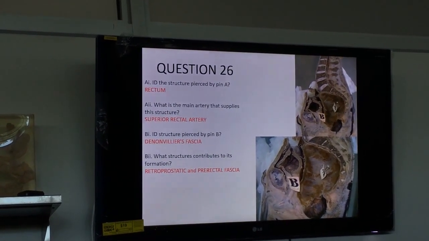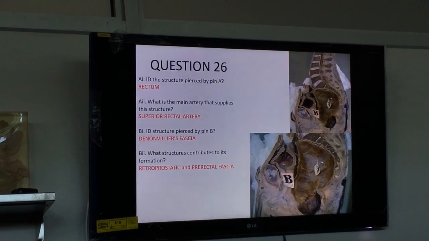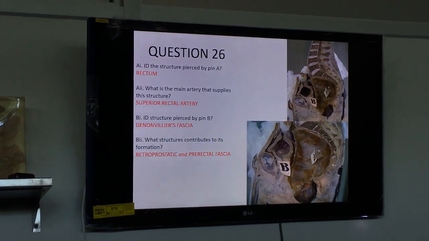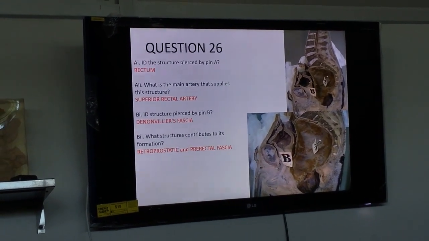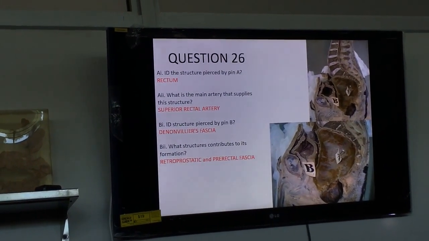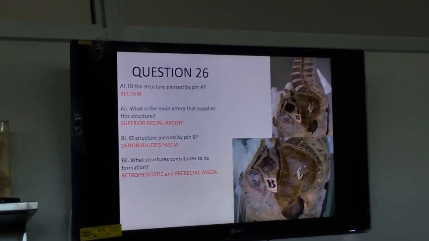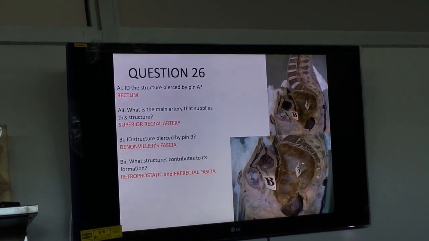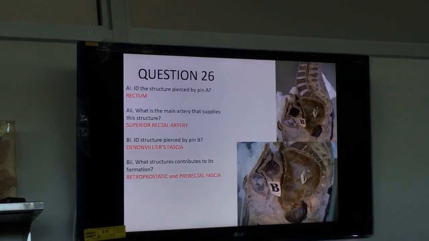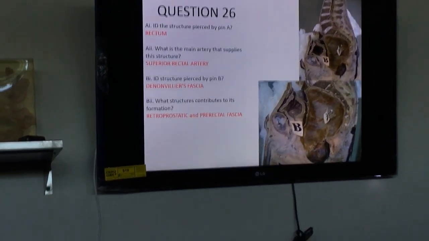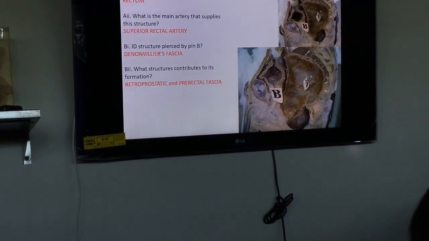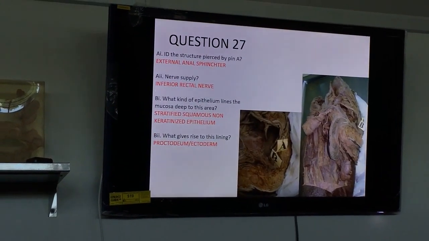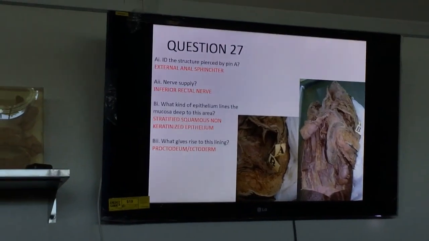Anyway, come. Me too, guys. What's the worst decision I made in my life to do this thing? What structures contribute to its formation? I see them there. Rectovesical, the retroprostatic, and the? Yes, sir. Very good. So what kind of section is this, which you will get in the exam? Sagittal pelvis, okay? They wouldn't give us a cross-section. It's possible. They've done it before.